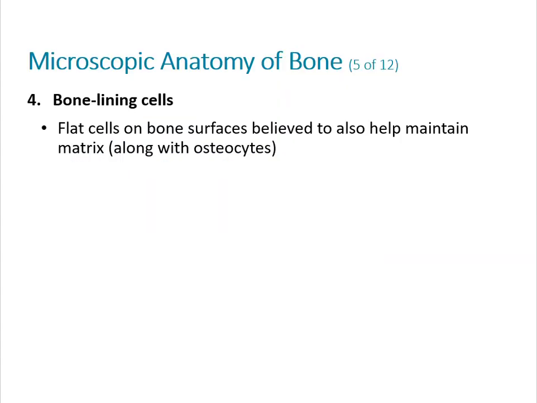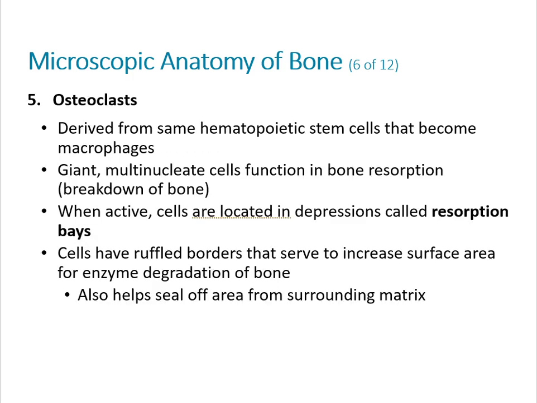Let's not forget bone lining cells. These are flat cells on bone surfaces, and they're believed to also help maintain the matrix. So again, they work with osteocytes. And last but not least, we have osteoclasts. And again, they're derived from hematopoietic stem cells, not mesenchymal stem cells. They're actually huge, massive, giant, multinucleate cells, and they function in breakdown of bone, which is called bone resorption.